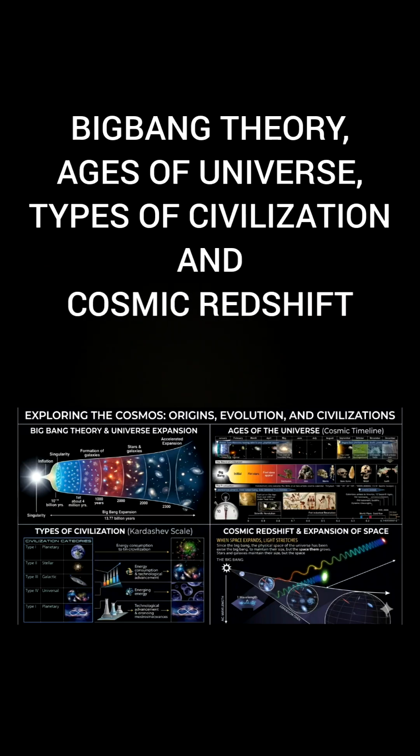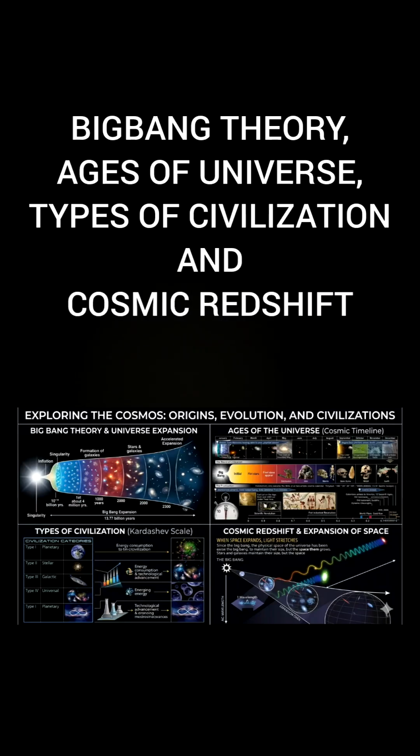Why is it important? 1. Hubble's law. Redshift allowed Edwin Hubble to prove that the universe is expanding. He found a direct mathematical relationship between a galaxy's distance and its redshift. 2. Looking back in time. Because light takes time to travel, high redshift objects are also the oldest. Seeing a galaxy at z equals 11 means we are seeing it as it looked over 13 billion years ago.